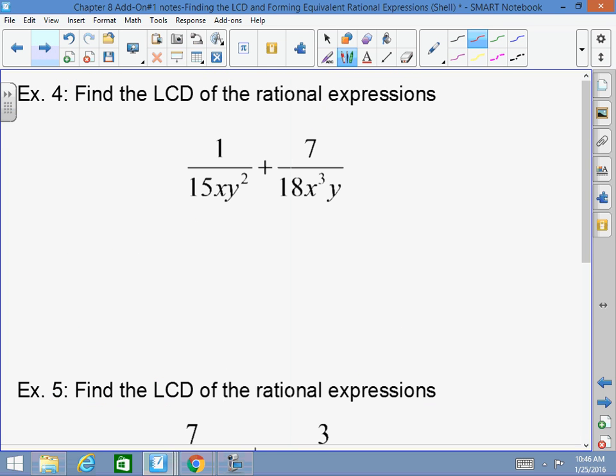Thank you. Next. Now we get to the good stuff. Now let's see how this would work. We're not going to add them yet. We're not doing anything yet until we get this down perfect. We're just finding the LCD right now. So my LCD, first we're going to deal with the numbers. What's the LCD between 15 and 18?